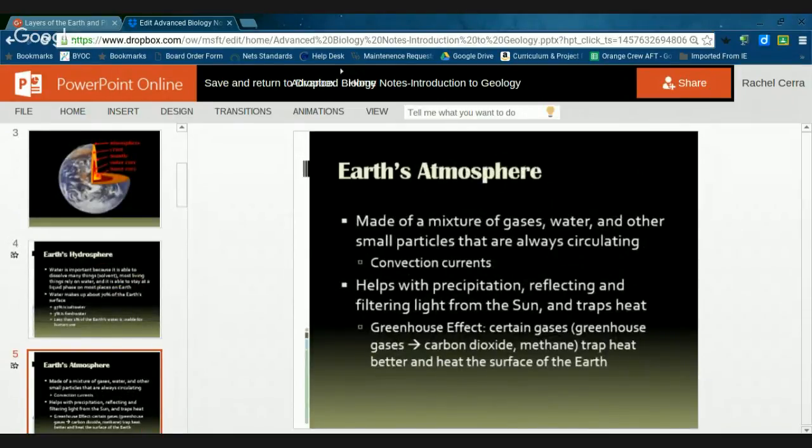The atmosphere is going to be made up of, like I said, gases, water vapor, and small particles like pollen, dust, things of that nature that are always circulating in the atmosphere. And so they form what's called convection currents, which will be important in just a moment when we talk about the mantle, because we'll see convection currents again.